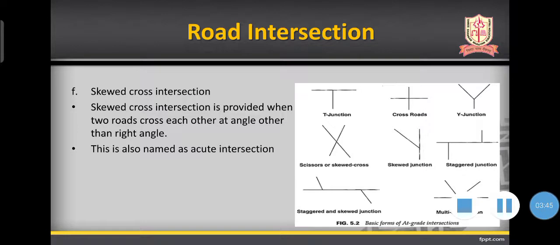Then the skew intersection. The cross intersection is provided when two roads cross each other at an angle other than 90 degrees, as you can see in the diagram. This is also named an oblique intersection. Meaning if a road is coming from any other direction and intersecting a straight road at an angle other than 90 degrees, then it is known as a skew road intersection.